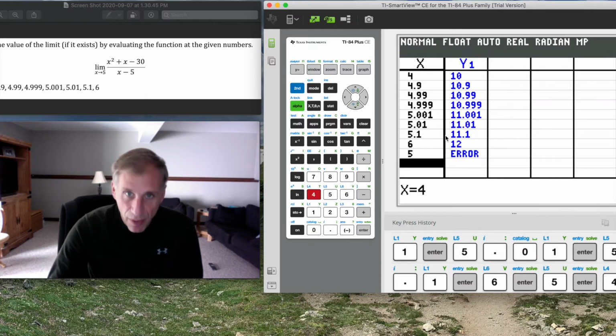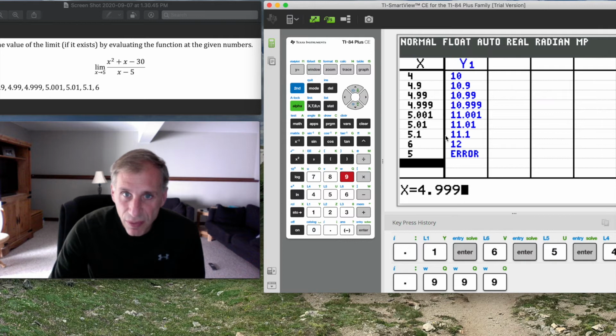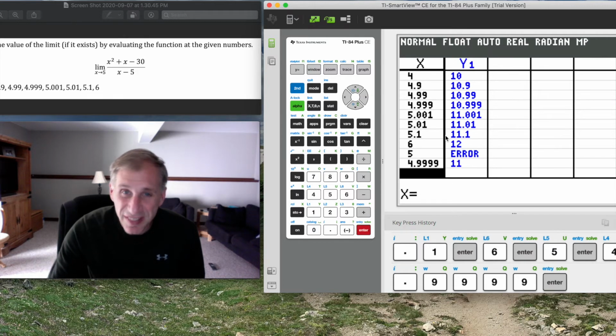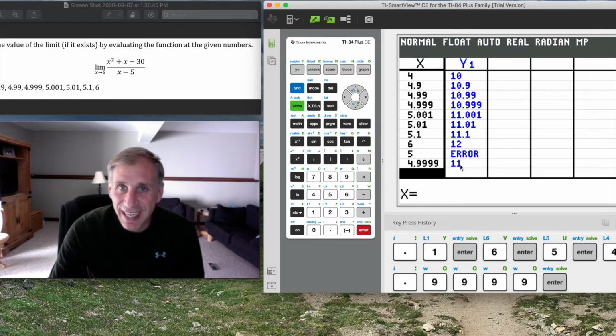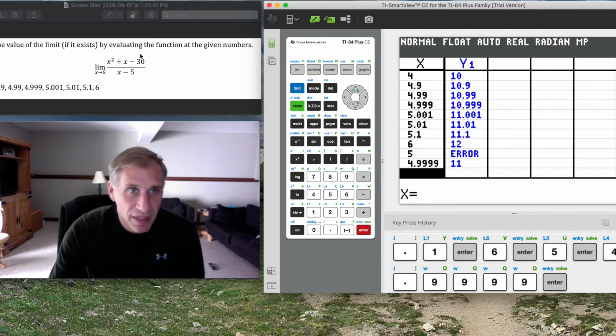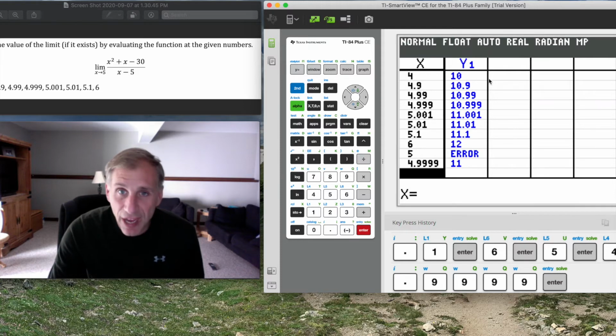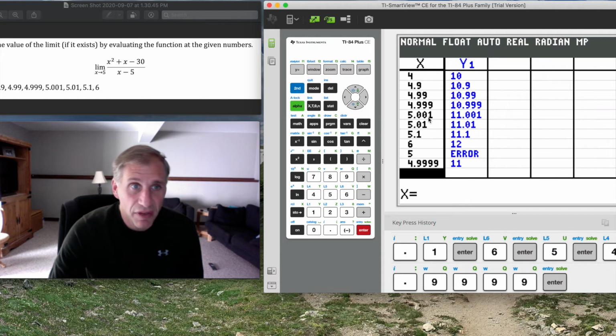Just to verify with another value here, let's throw in an extra 9. And you see that it shows up as 11 because it's rounding that 10.9999 to 11. So this is how we would look at limits with a table. If we had a function and we had some values around 5 that we could put in, we can get an idea of what that limit is going to be. Or maybe we're just given the table and we're given some values on either side of the number where we're trying to evaluate the limit, and we can do it this way.